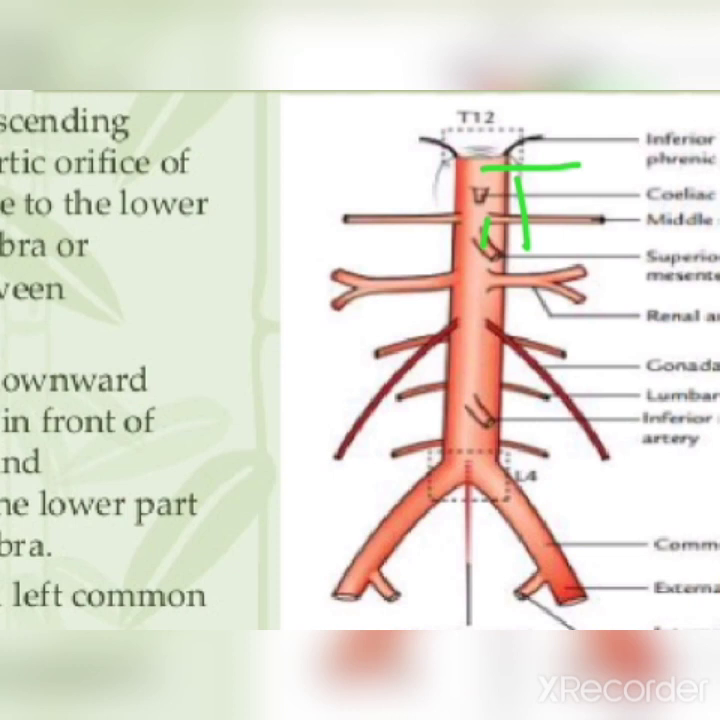It descends vertically downward and slightly to the left in front of the vertebral column and terminates in front of the lower part of the body of L4 vertebra. So this is the abdominal aorta, the region from T12 to L4, dividing into right and left common iliac arteries.